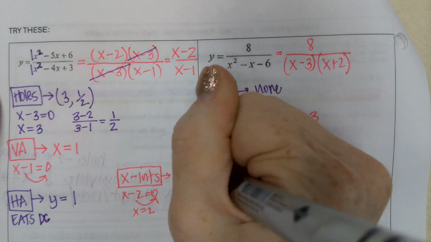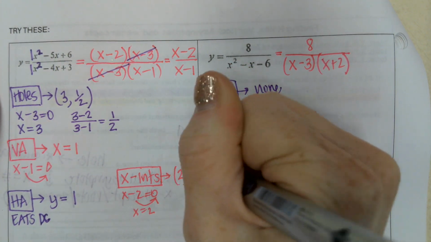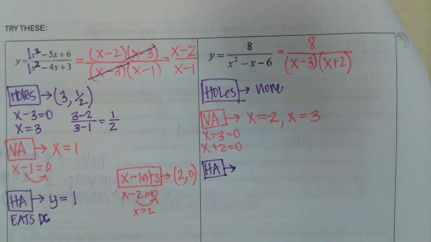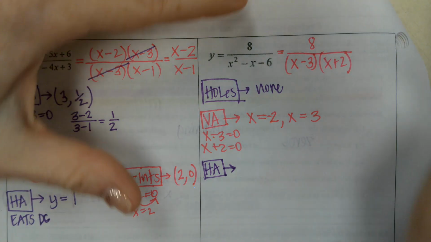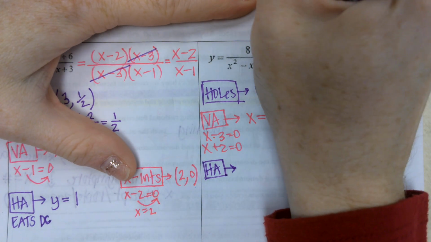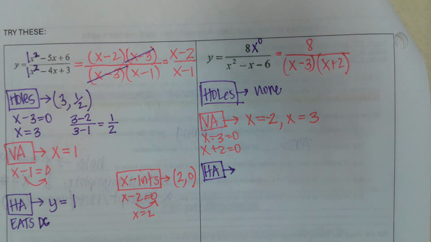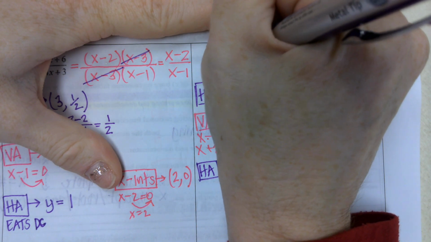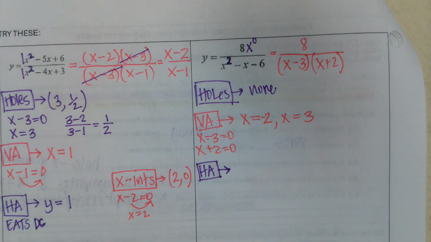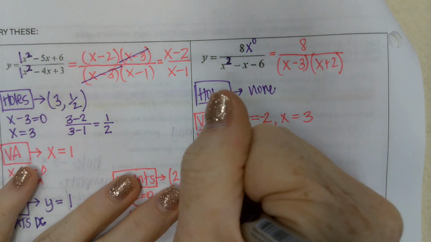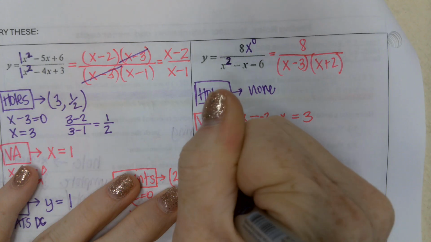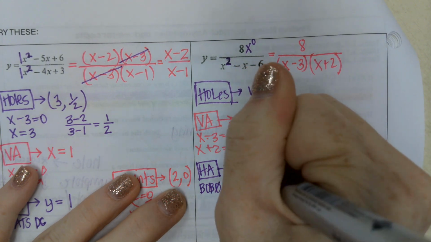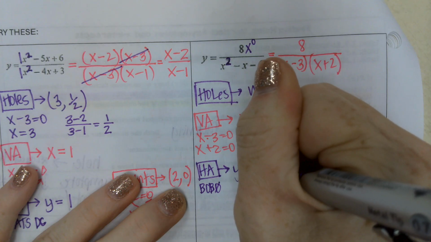All right, then let's talk horizontal asymptotes. Horizontal asymptotes come from looking at your exponents. There is an understood but unwritten x to the 0 up there in the numerator. So I'm comparing a 0 to the 2. Where is it bigger? At the bottom. So bigger on bottom, that's BOBO. So y equals 0.